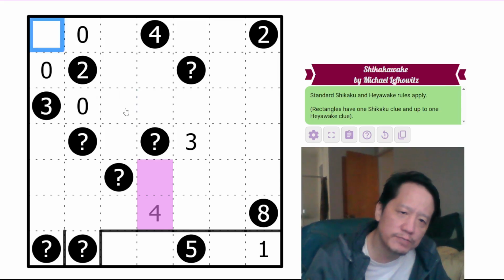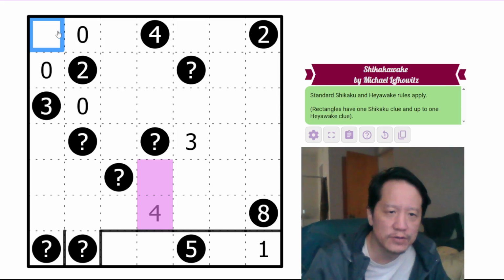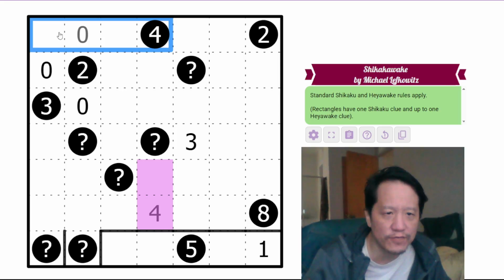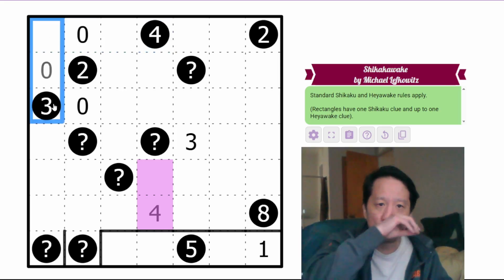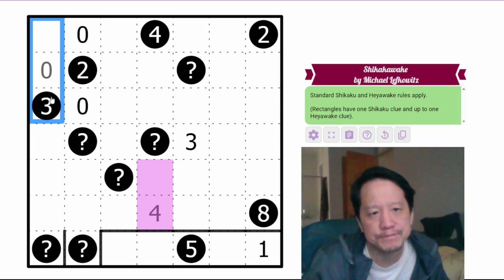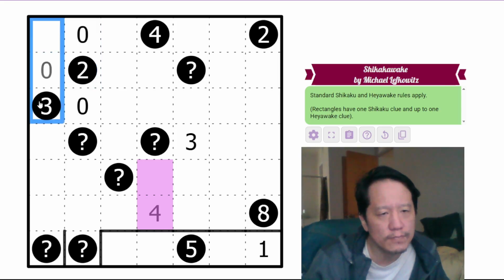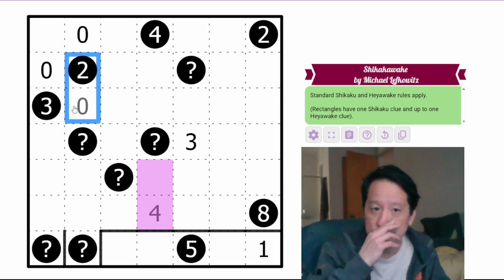What is this part of as a rectangle? Can't be part of this. That's only 2. It has to be part of either 4 or 3. Interesting. So if this is 3, then this would have to be 0 that way. If it's part of 4, it could be part of 3, and then 2.